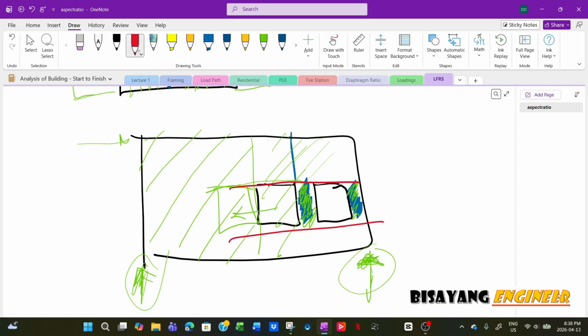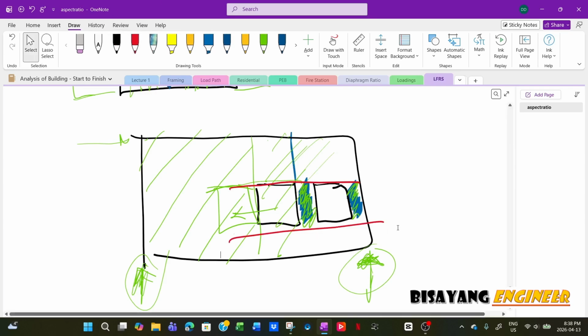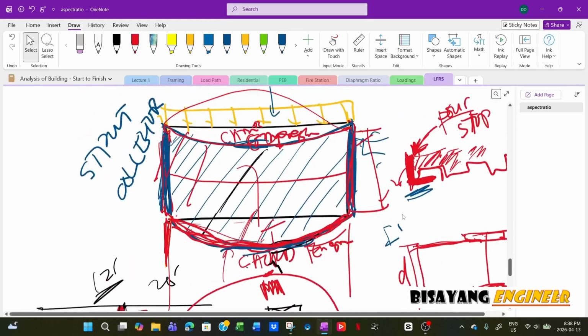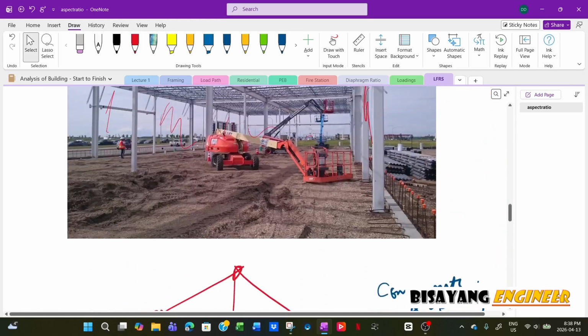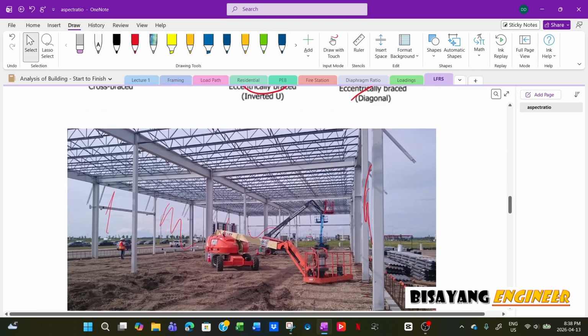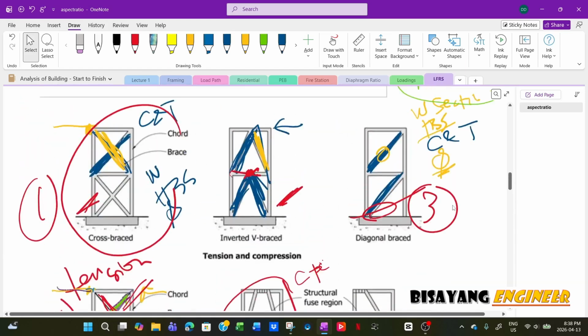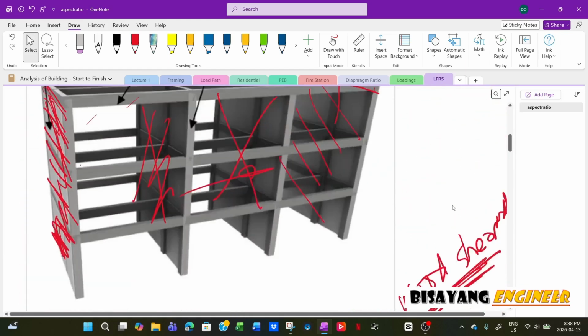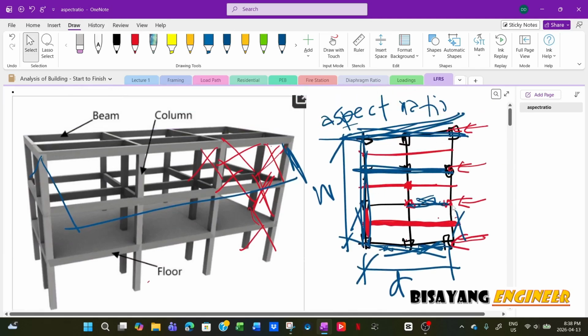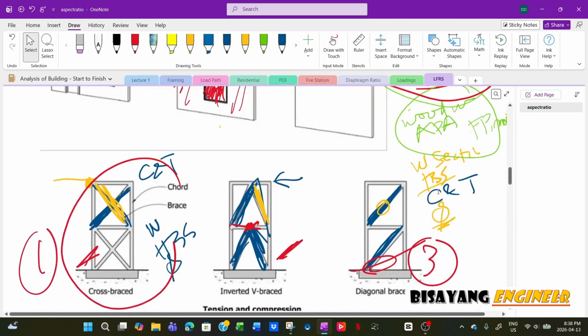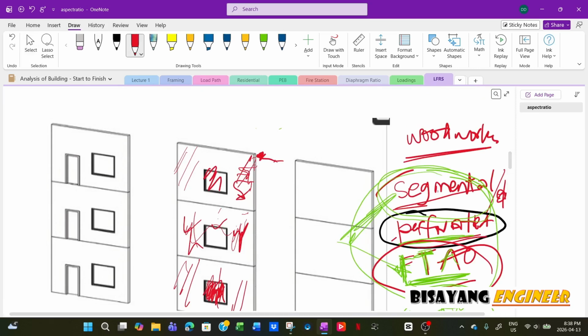You just add straps at the top and bottom of the opening. So that's why, if you really want to know about shear wall, the theory is the same regardless of what kind of material it is, whether it's concrete or wood. The theory is the same, but to me, I think it is better to learn or study shear wall with wood.